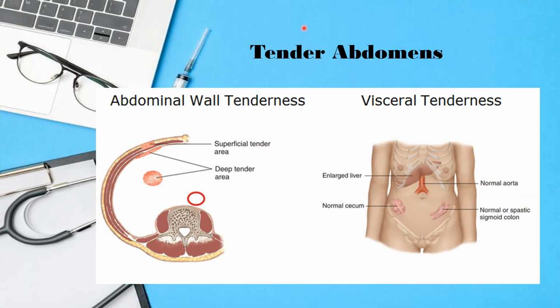Okay, so tenderness, the abdominal or tender abdomen. So we have two here, no? The abdominal wall tenderness and the visceral tenderness. So tenderness may originate in the abdominal wall. When the patient raises the head and the shoulders, this tenderness persists, no? Whereas tenderness from a deeper lesion or protected by the tightened muscle usually decreases.